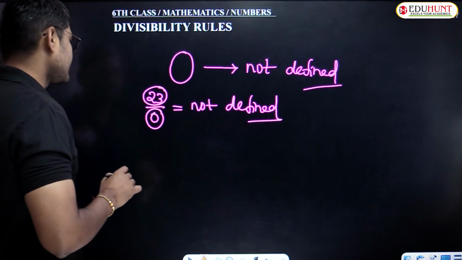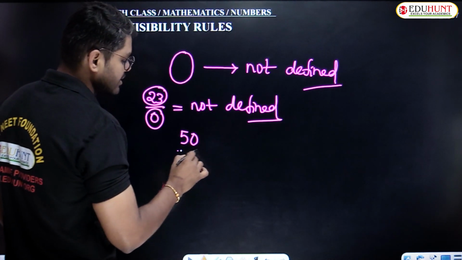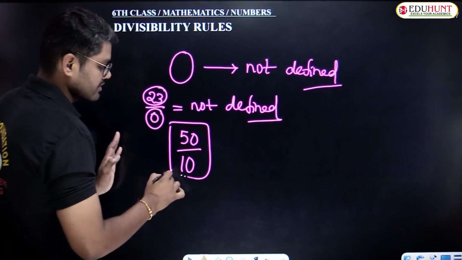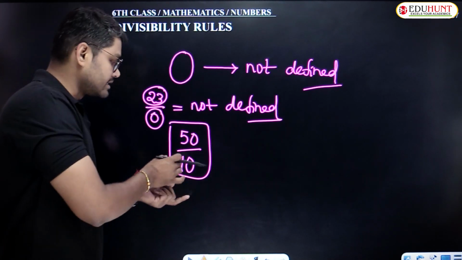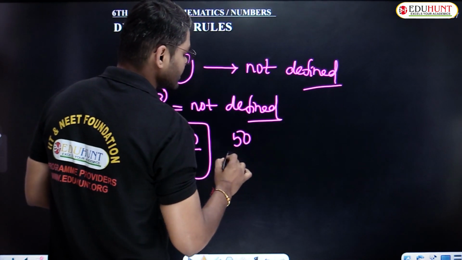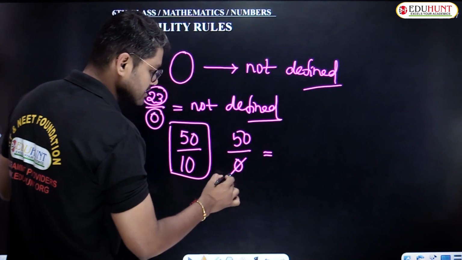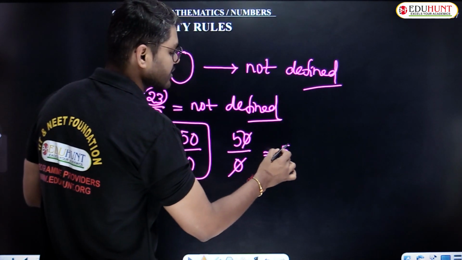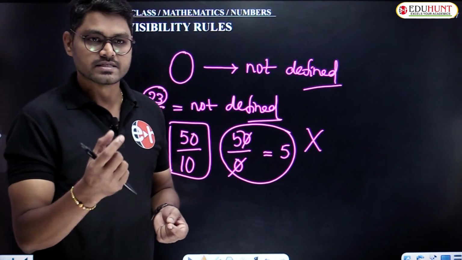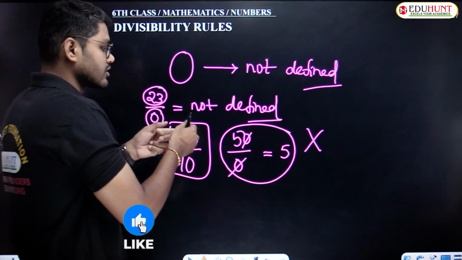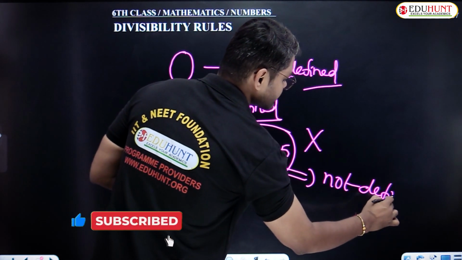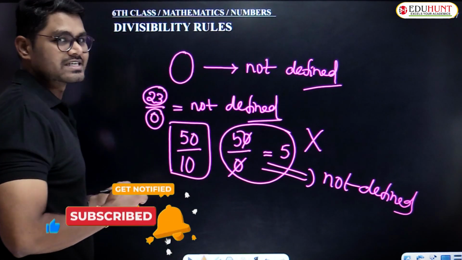Not defined. For example, if I give you 50 by 10, 0 is there, but this is completely different. Even though 0 is there in this number, this is completely different. If I give you 50 by 0, what is the answer? This 0 and this 0 will be cancelled, answer is 5? This is exactly wrong. We have to check the divisibility rule of 0. It is not defined. That's why the answer for this question is also not defined. Okay students?